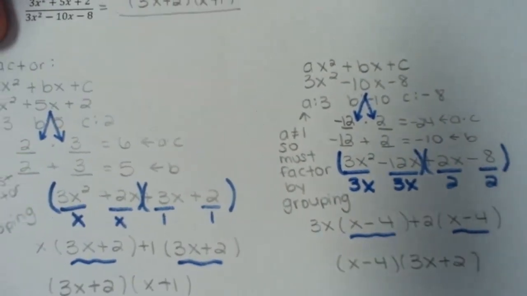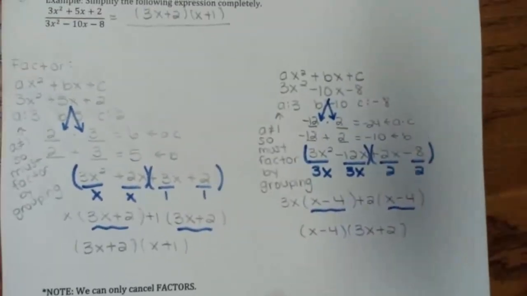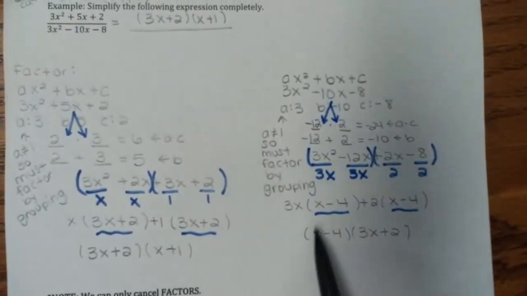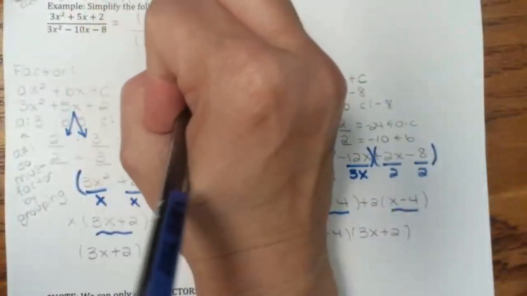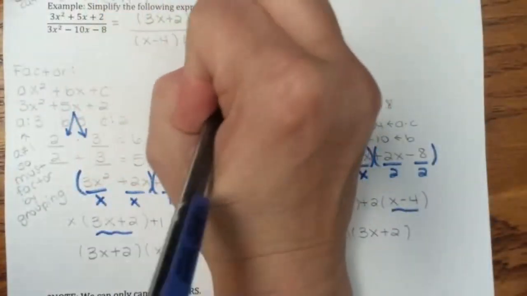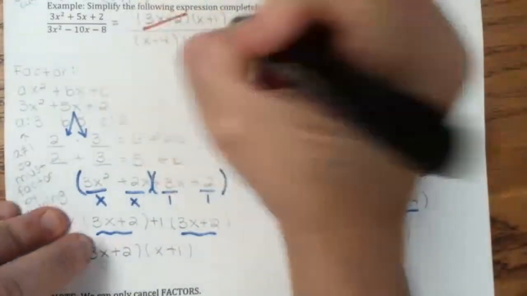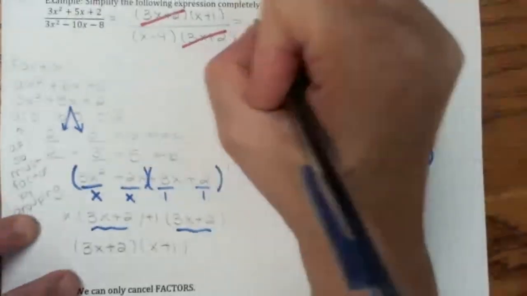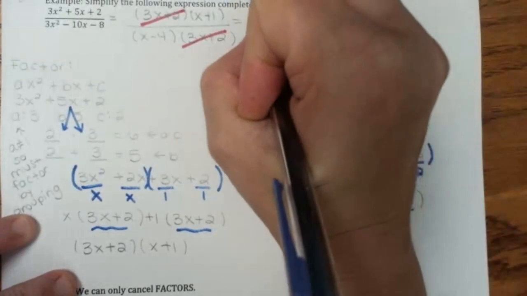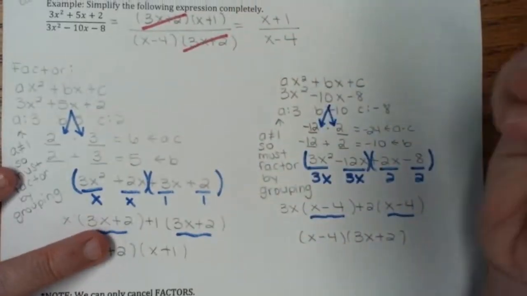So on the bottom, instead of 3x squared minus 10x minus 8, we're going to put it in factored form of x minus 4 times 3x plus 2. So now it's in factored form. Now we can see what factors are on the top and the bottom to cancel out. Well, on the top and the bottom, we have 3x plus 2, so those factors cancel. Up top, we're left over with x plus 1 as one factor. On the bottom, we're left over with x minus 4 as another factor.